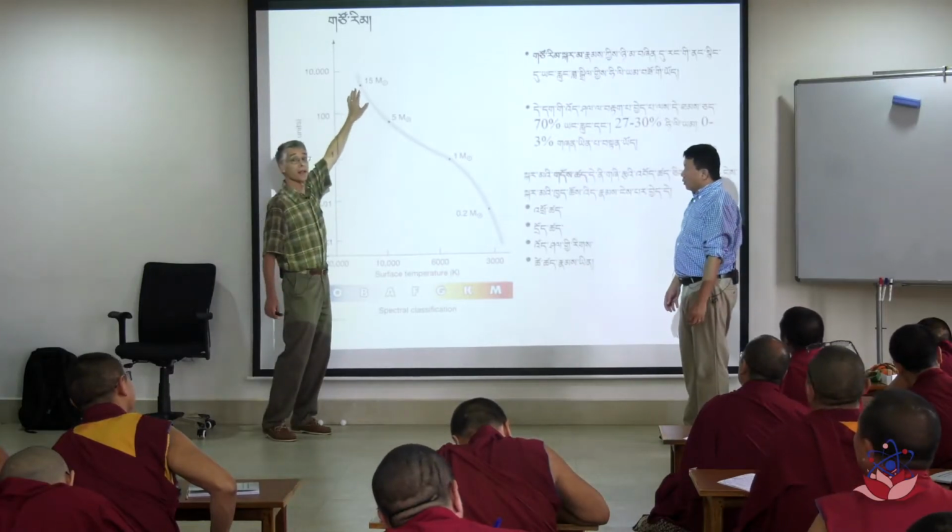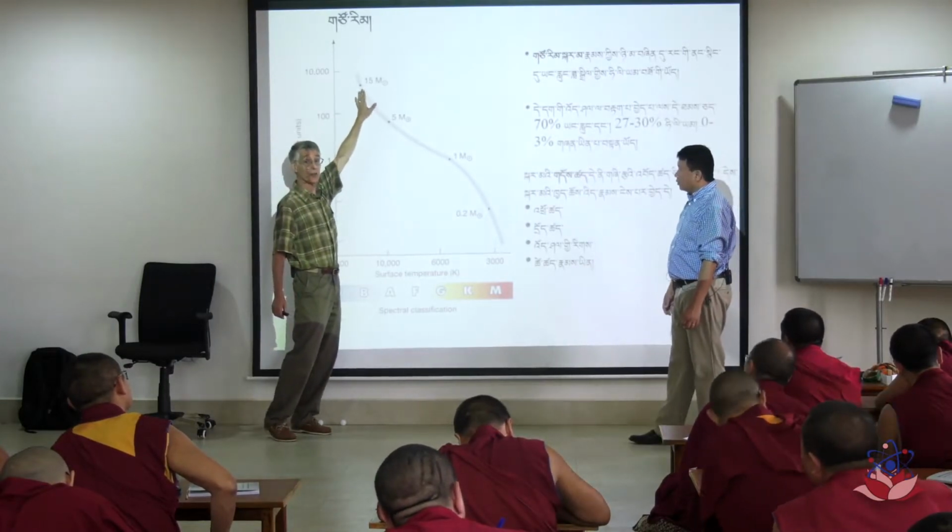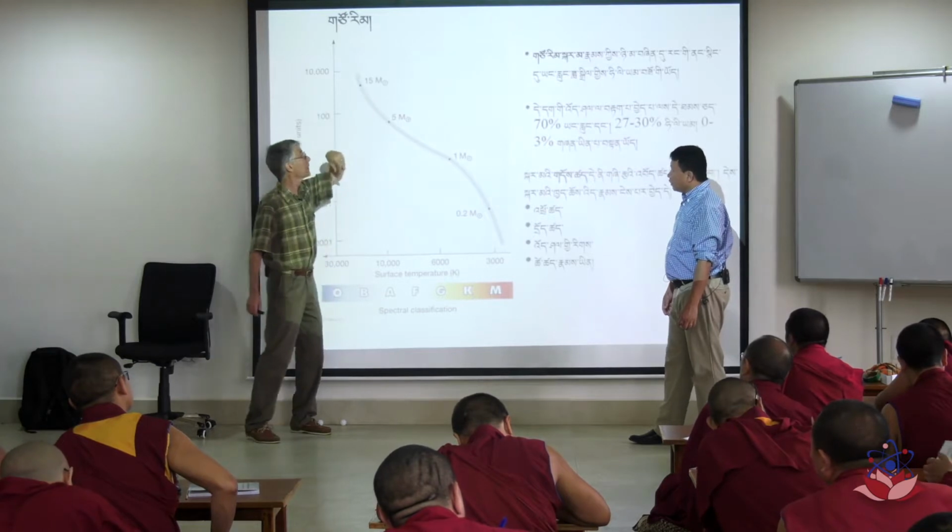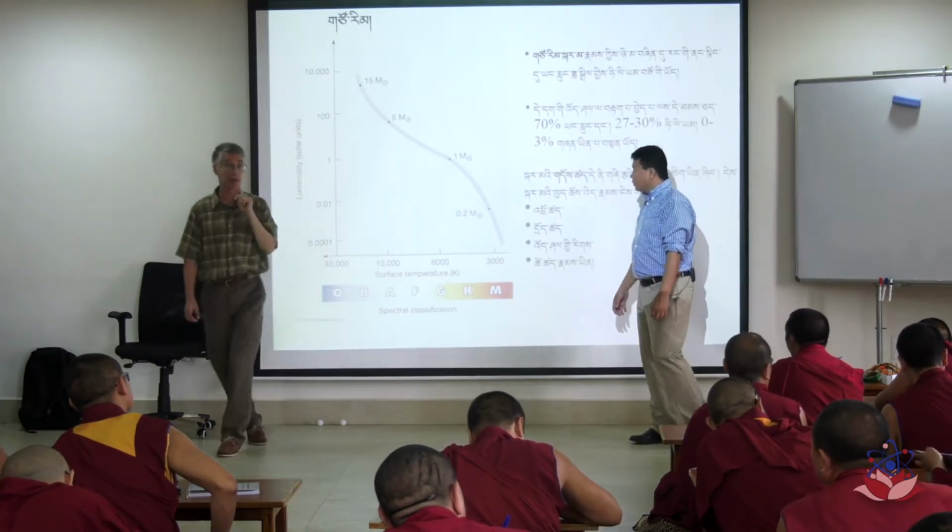At the other end of the main sequence, stars are much more massive than the sun, up to 100 times the mass of the sun.